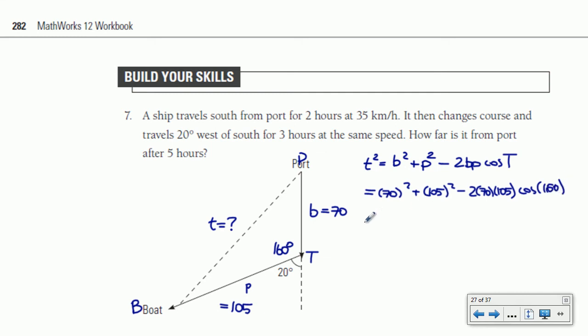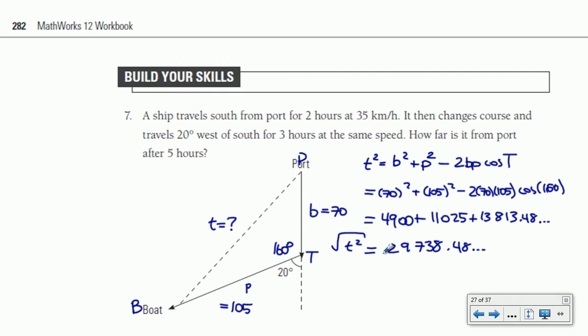So we proceed with our order of operations. 70 squared is 4900, 105 squared is 11,025, and this last term is negative 13,813. And if we are subtracting a negative, we need to add 13,813. Next we can add everything up, and we get 29,738.48 and some other digits. So that's t squared, and in order for us to figure out what t is, we need to square root both sides of this equation, and we find that t is 172 kilometers.